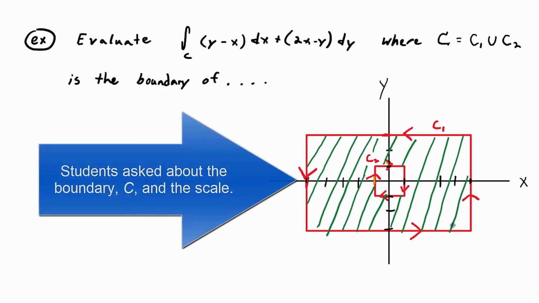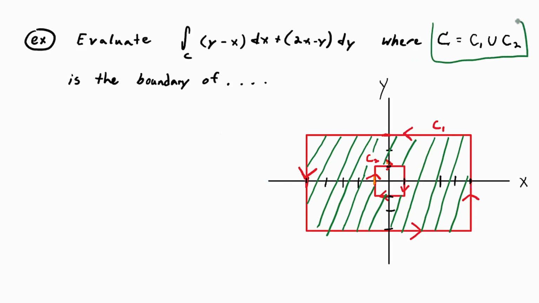No, I'm saying this is the boundary. This is the boundary of, and I'm telling you what the region is with a picture. No, C1 is the entire curve, the entire rectangle. It's not a smooth curve, but it is piecewise smooth. So each one of these pieces together is C1. Each side, this side, this side, this side, this side, that is C1.